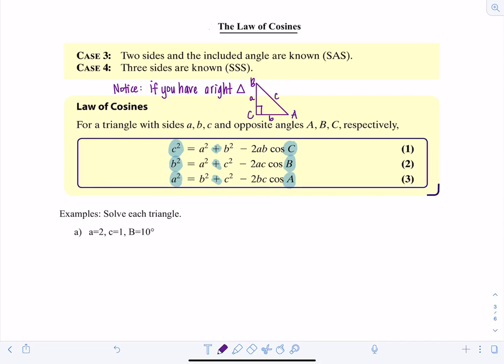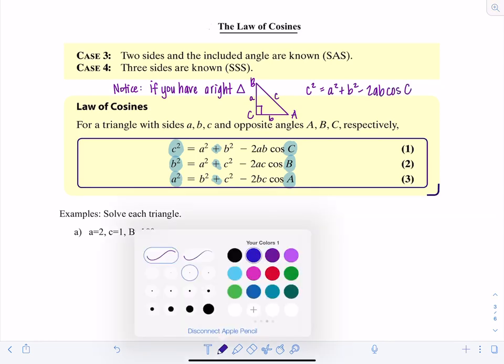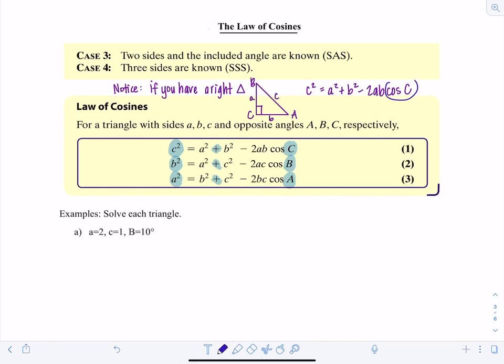If I set it up so that I had c squared equals a squared plus b squared minus 2ab cosine of C, well, what's cosine of 90 degrees? Cosine of 90 is 0. So this whole term would go to 0 in a right triangle, and you're just left with c squared equals a squared plus b squared. And that's our Pythagorean theorem.